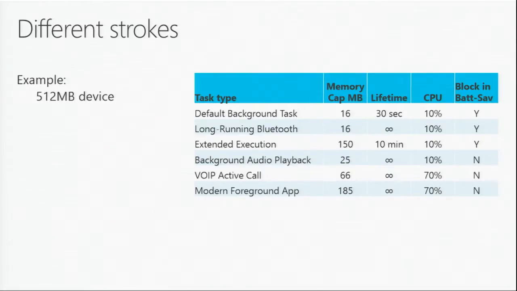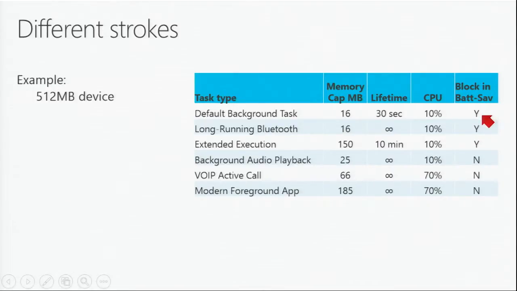So memory is the main thing, but we also police CPU usage and lifetime and a few other things I mentioned. So here's again just a few simple examples. A default background task that's not doing anything very much. It might be updating a live tile, perhaps. 16 meg memory cap. It only gets to run for 30 seconds at a time. So it has to complete all its work in 30 seconds, which if you think in CPU terms is an awfully long time. This is 30 seconds wall clock at a rate of 10% CPU usage. So it can do an awful lot of work in that time. And typically there'll be more than one running at the same time.